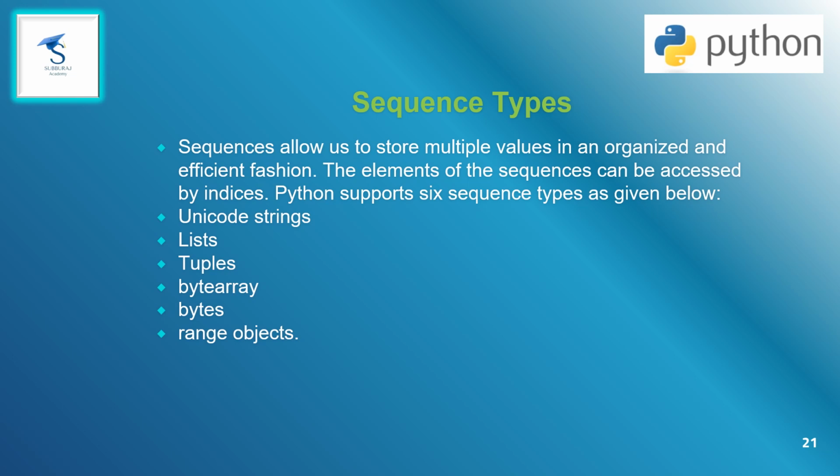What is an index? For example, say name, NAME. If it's a string, the first character N, the index is 0. Second character index is 1, and so on. So elements of the sequence can be accessed by indices, like in strings. Python supports 6 sequence types as given below. What are those? Unicode strings, lists, tuples, byte array, bytes, range objects. Of course, we will discuss all of them in future lessons.